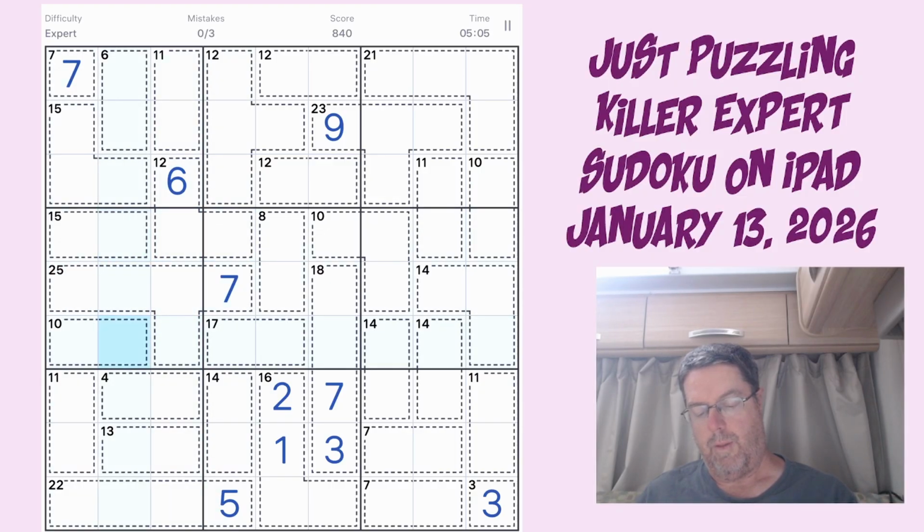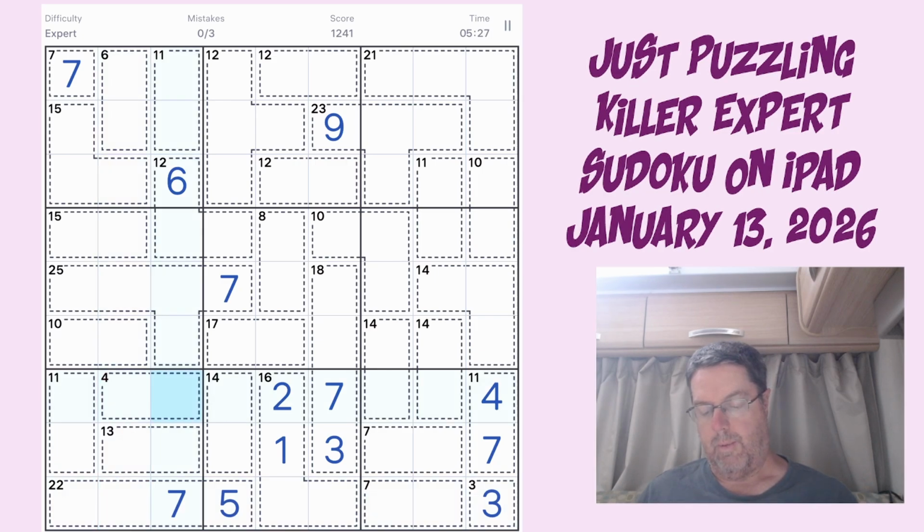So 7's either one of these two, which means 7 comes down here. 7 can't be here, can't be here, can't be here. So that's a 7 there, leaving this to be a 4. Now, what that means is 7's got to be in this row. 7 can't be there, there, there, or there. Can't be there, there. So that's a 7 there. So this is going to be a 10.